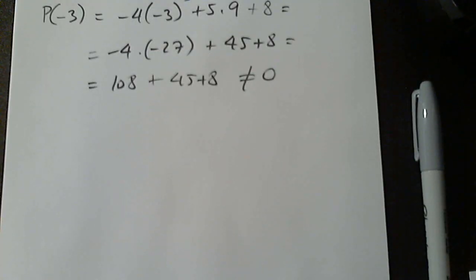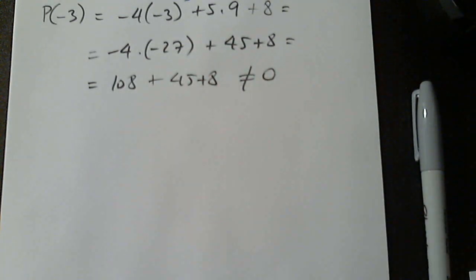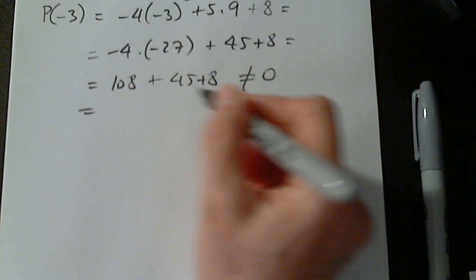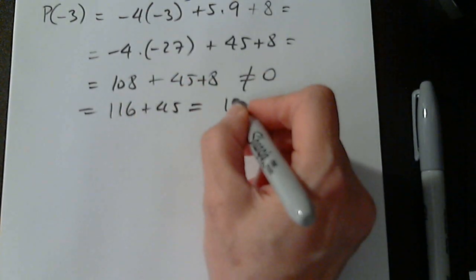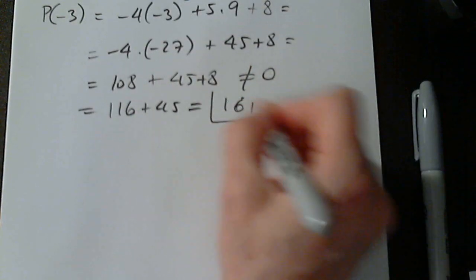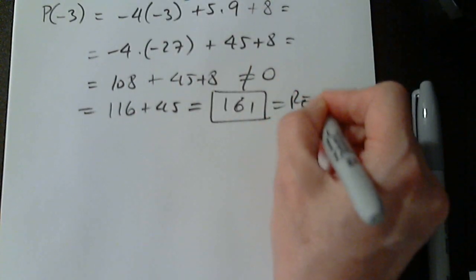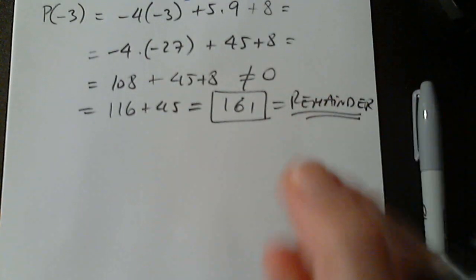Do you feel better about the remainder theorem and the factor theorem? So the remainder is definitely this sum. Let me finish it up then. So 116 plus 45, we get 161. This is indeed the remainder. There is no discussion. We found the remainder.